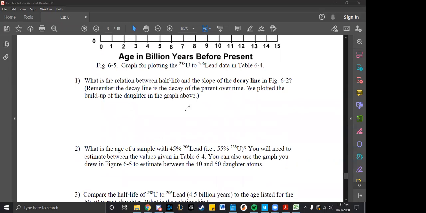On number 2, do you think it'd be like 40 billion? I mean, 4 billion? 45% lead? Yeah, and it says at the bottom. You could say roughly 4 billion.